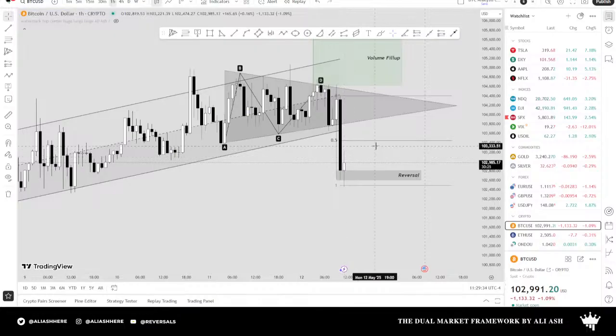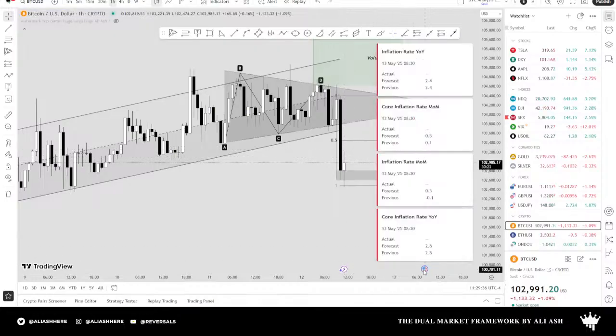So just keep an eye on how it reacts on the central zone, and tomorrow we will have the inflation rate data. If the inflation cools, then it will be good enough for the stock market, the US stock market. It will be a major pump for the BTC as well.